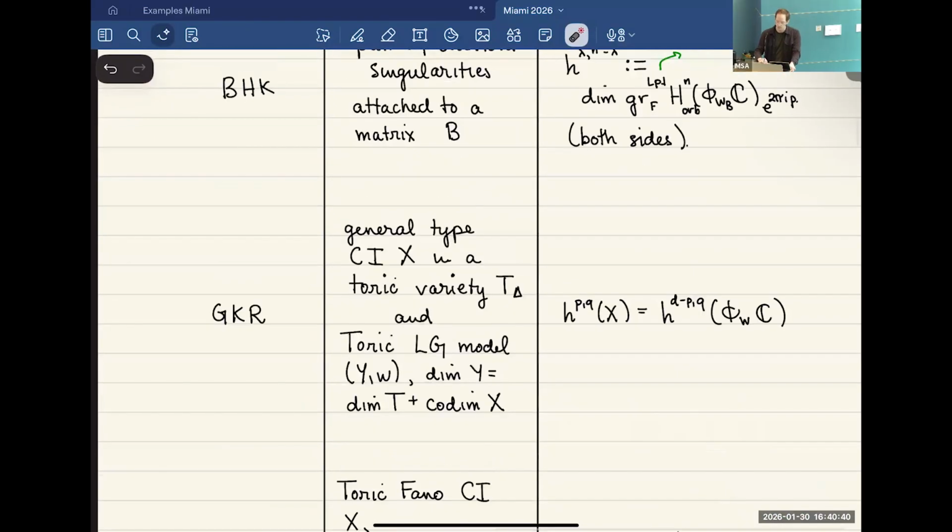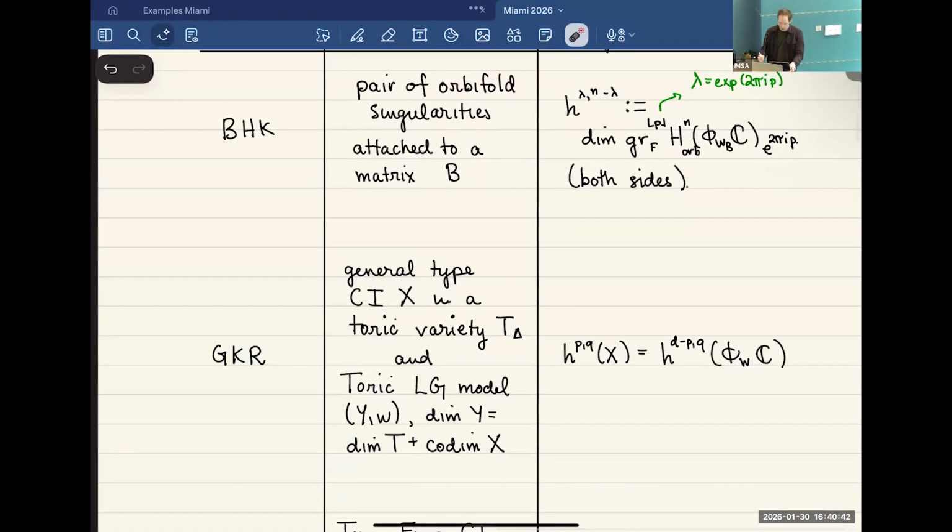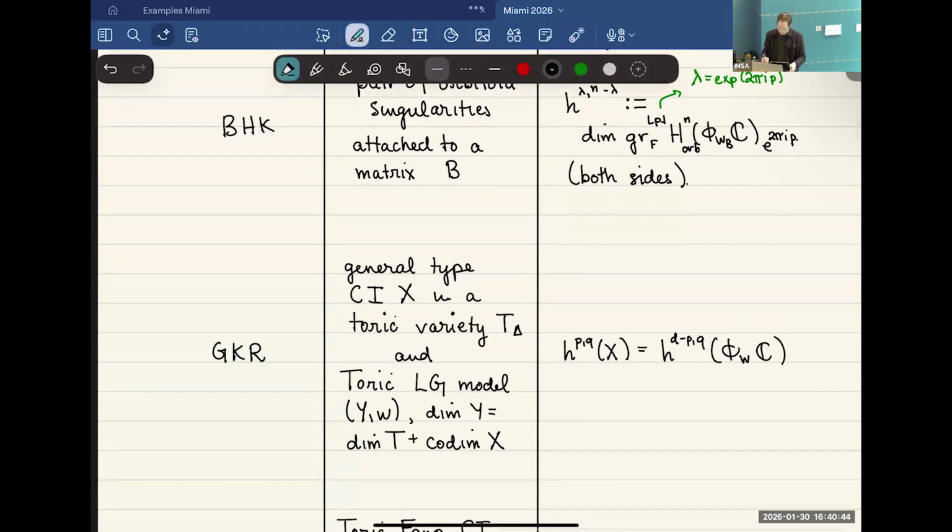It's on the central fiber of Y. So I can think about this as precisely what's happening here is I have a map from Y to A1, and then the central fiber is some normal crossings object here, something like this. And then I have a sheaf of vanishing cycles living on the central fiber, and I'm looking at the Hodge numbers of that sheaf of vanishing cycles.